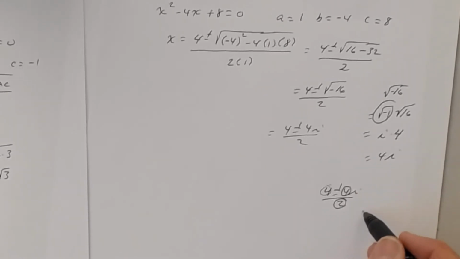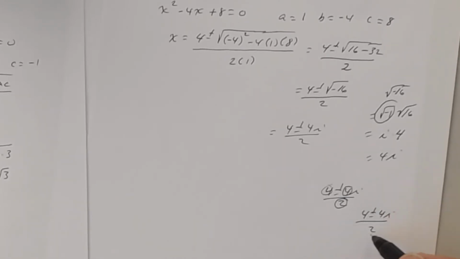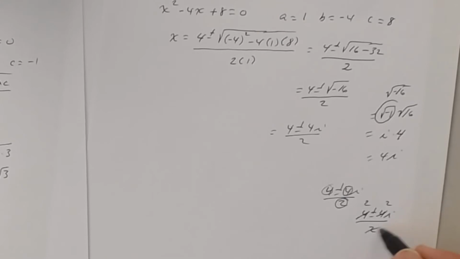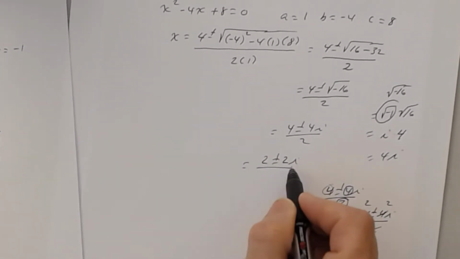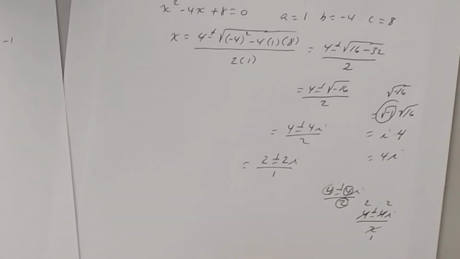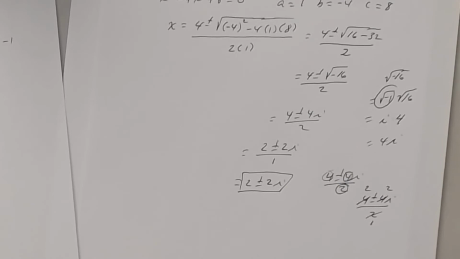2. So when I look at it again and I use that idea that all these terms are divisible by 2, 2 into 4 is 2, 2 into 4 is 2, 2 into 2 is 1. So this right here becomes 2 plus or minus 2i, all divided by what number? 1. But don't leave it like that, because you know that anything divided by 1 is that thing, right? So the answer is just 2 plus or minus 2i. Okay? All right, number 3.